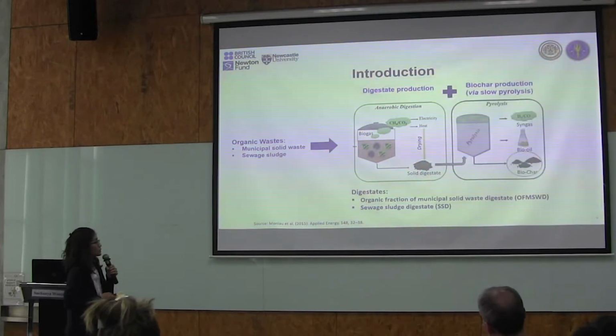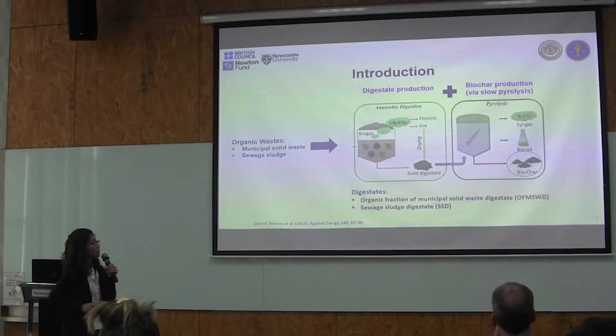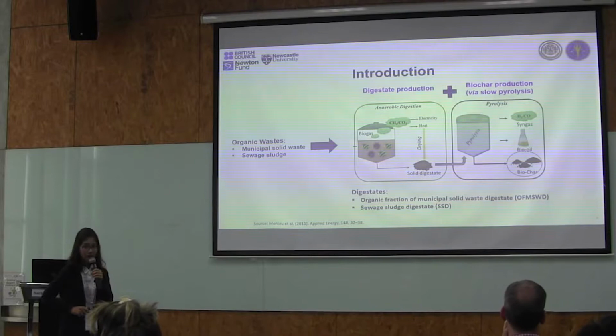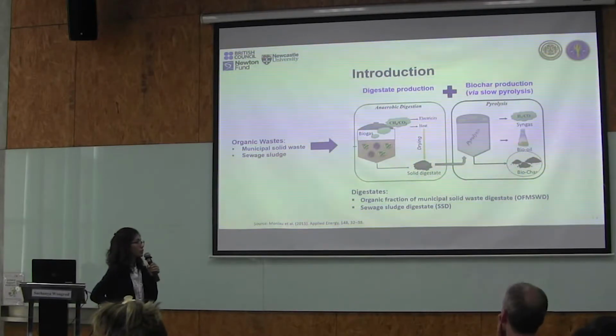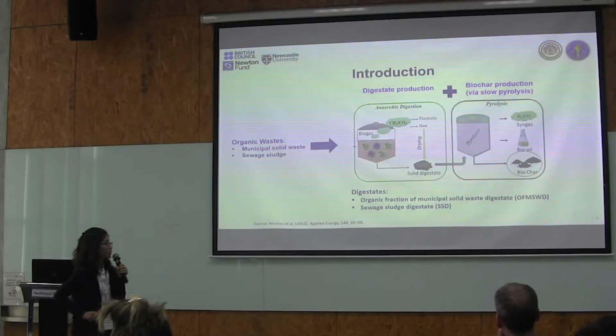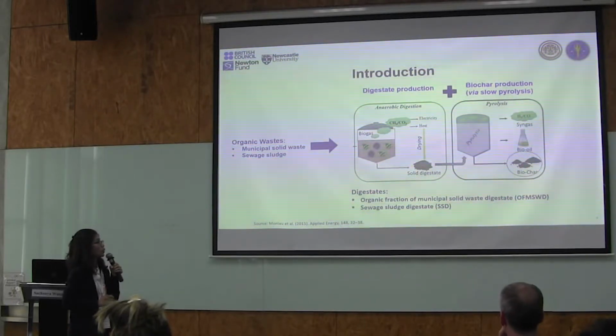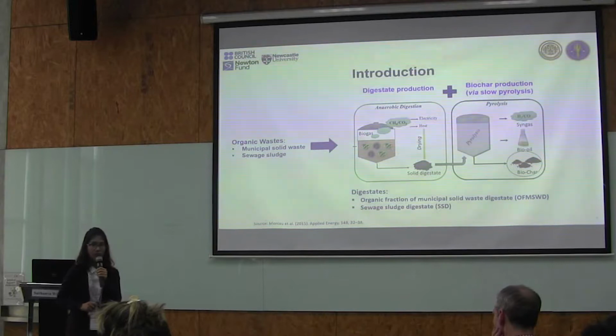So here we try to couple the digestate production and the biochar production with slow pyrolysis. Under the slow pyrolysis technology, we can produce three main products, which are syngas, bio oil, and biochar. So when we couple these two technologies, we can add more products and add value. And in this research study, we will focus only on the application of the biochar.